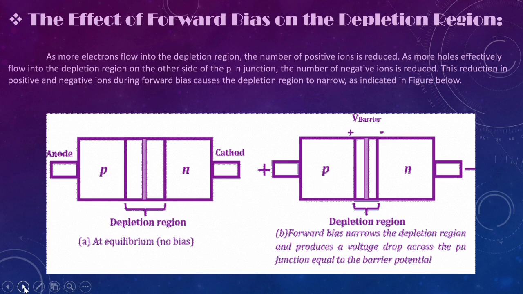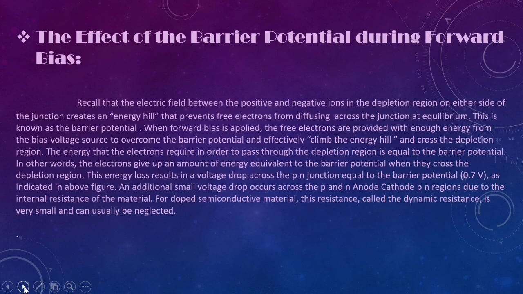Here, at equilibrium, no bias is applied, and then in the second diagram, forward bias narrows the depletion region and produces a voltage drop across the p-n junction equal to the barrier potential. Then the effect of the barrier potential during forward bias. We should recall that the electric field between the positive and negative ions in the depletion region on either side of the junction creates an energy hill that prevents free electrons from diffusing across the junction at equilibrium. This is known as the barrier potential. When forward bias is applied, the free electrons are provided with enough energy from the bias voltage source to overcome the barrier potential and effectively climb the energy hill and cross the depletion region.